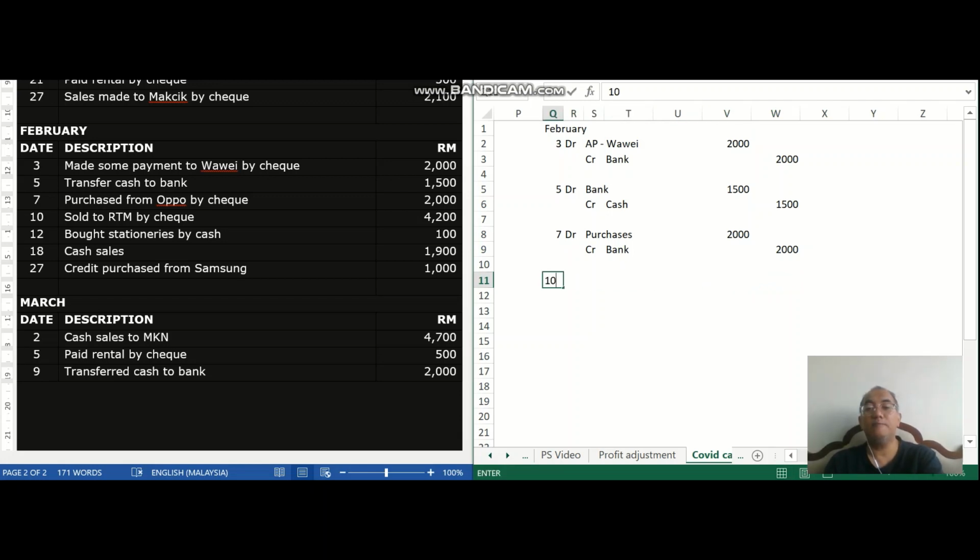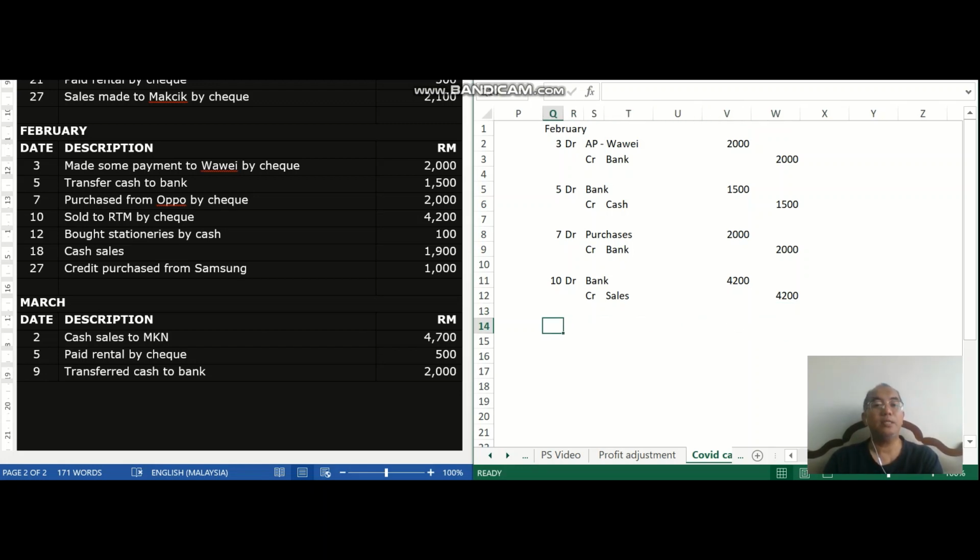On the 10th, sold to RTM by check. When you sold to RTM by check, you got the money in the bank, so debit bank, credit sales. We don't care whether it's RTM, MOH or something. As long as you sell by cash or check, you just take the money and go. You don't care about the name. So how much? 4,200.